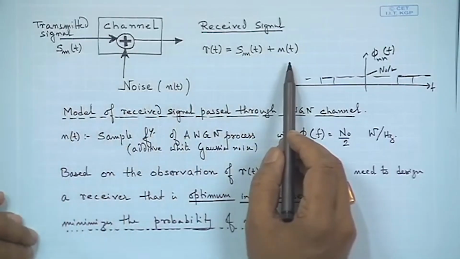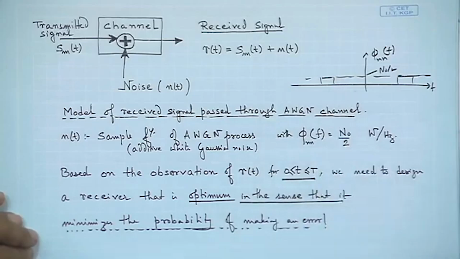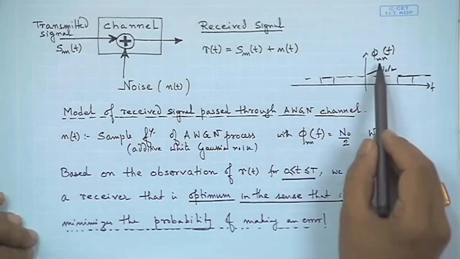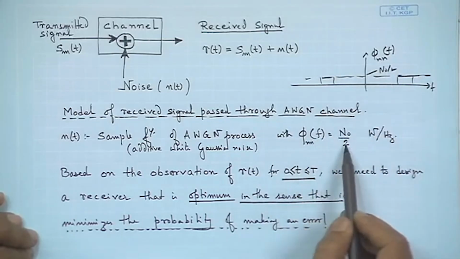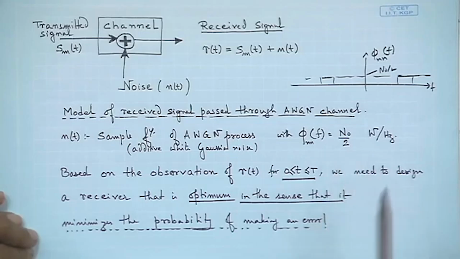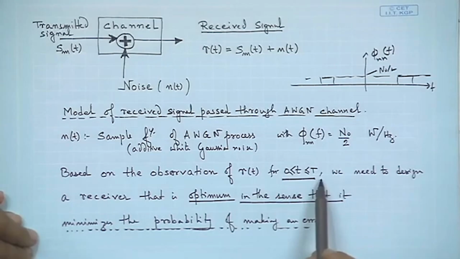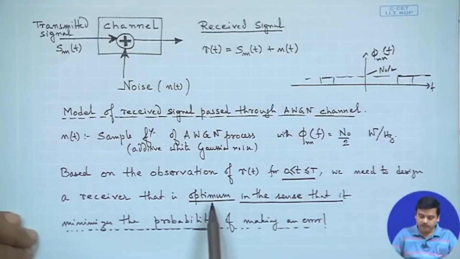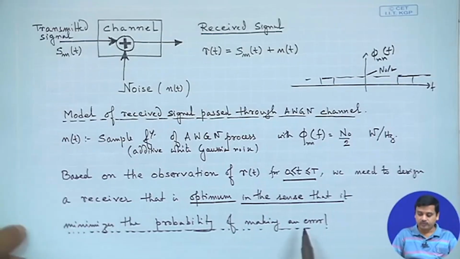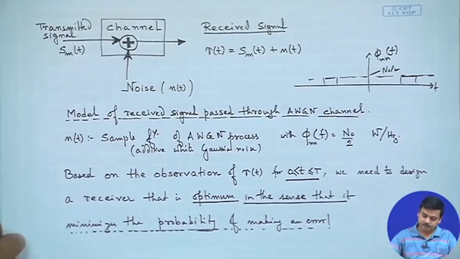This is the expression of the received signal. This we all discussed in the previous lecture, and we described the noise with the power spectral density as N0 by 2. Then we said that based on the observation of r(t) in the interval 0 to T, that is a symbol interval, we would like to design a receiver that is optimum, and we described the meaning of optimum in the sense that it minimizes the probability of making error, which we just described once again.